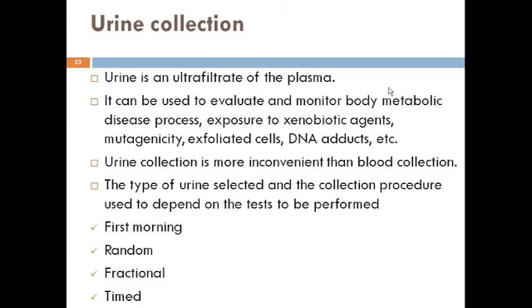Another sample collection is urine collection. Urine is the ultrafiltrate of the plasma. It can be used to evaluate and monitor body metabolic diseases, processes, DNA adducts, etc. Urine collection is more inconvenient than the blood collection.